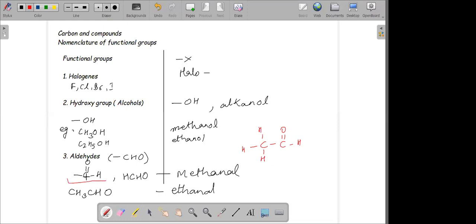Is it the same? C double bond O and H. Yes, sir. So it's the same over here. C double bond O H. That's why it's the CHO group. They are aldehydes. Okay. Now try to make propanol also. Make the structure for propanol also.